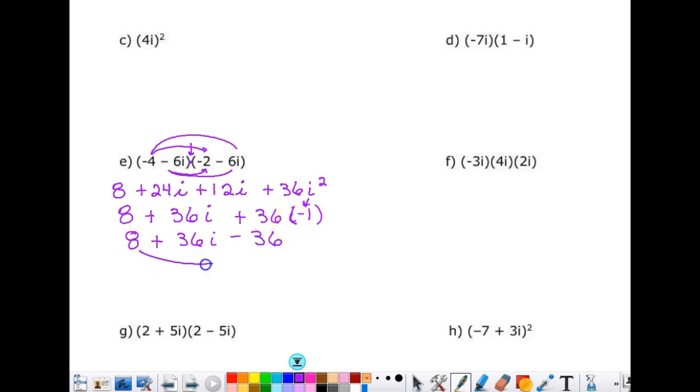Now you got to combine like terms again, put those little guys together right there, and you get 8 minus 36 is -28 plus 36i. Okay?